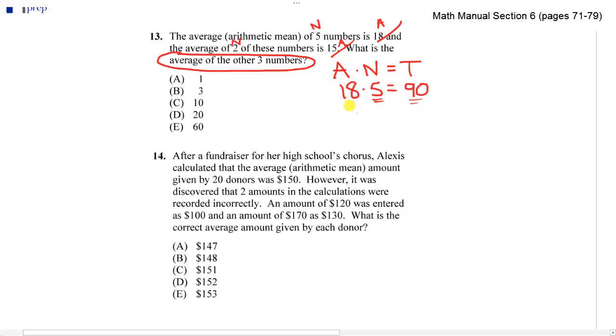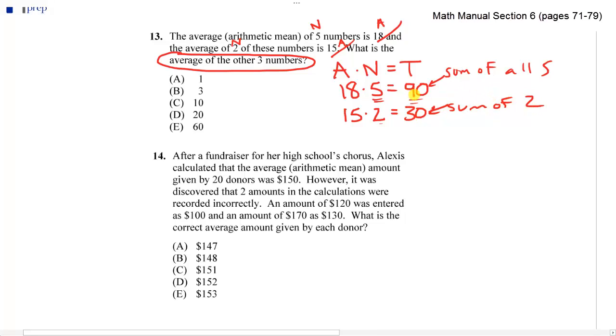It then says that the average of 2 of these numbers is 15. So I've got another average, 15. I've got a number of numbers that corresponds to that average of 15. That's 2. 15 times 2 is 30. So this 30 is the sum. So here, let's write down: this 90 is the sum of all 5, and this 30 is the sum of 2 of those numbers.